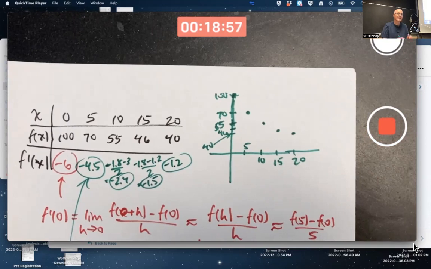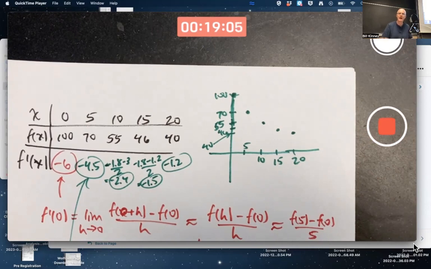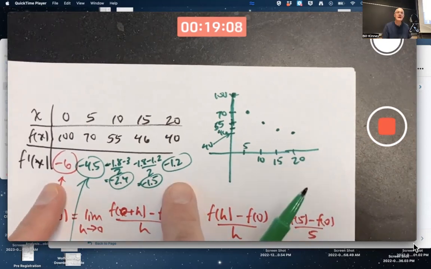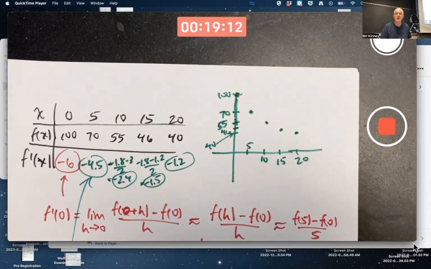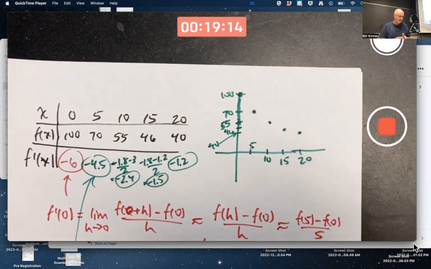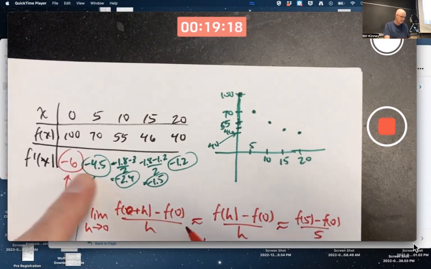Okay. In the absence of other information, in the absence of fancier numerical methods, actually there are fancier numerical methods that give you more accurate results at the endpoints in particular, this is the best that we can do. Okay. Maybe you would be asked to graph the derivative as well. Well, you could graph these points.